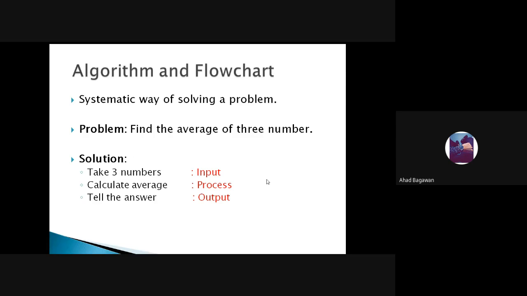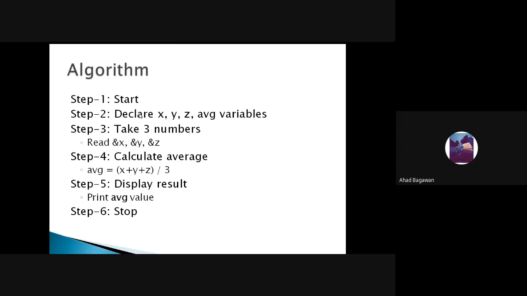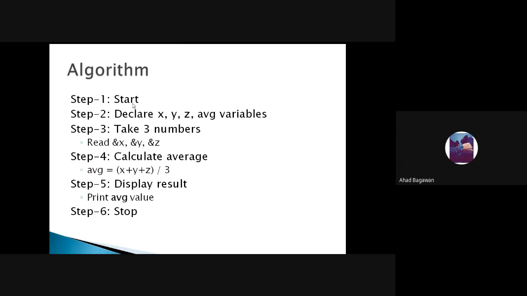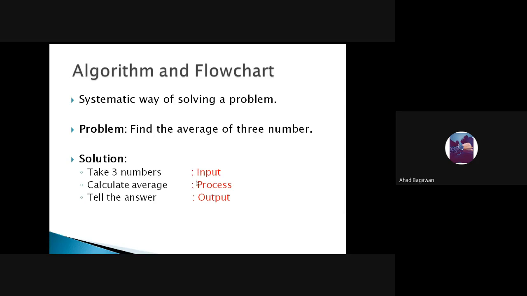Yes, sir. Okay, so next, this is the algorithm. Same problem: the average of three numbers. In this one, the first step is taking the input. Taking the input means, consider three numbers 3, 4 and 5 if I give them. So where will you keep those 3, 4, 5?